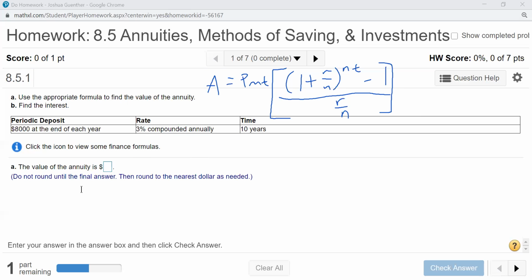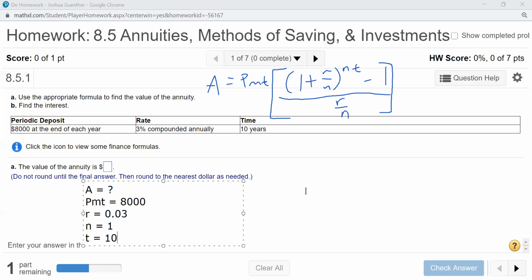So using those variables, A is going to be what we don't know. It's going to be the amount that has to be in that account. PMT is going to be the amount we're putting away each year, $8,000. R is going to be the interest rate expressed as a decimal. N is going to be the number of compounding periods per year. Since it's compounded annually, N is just 1 here. T is going to be 10 years.